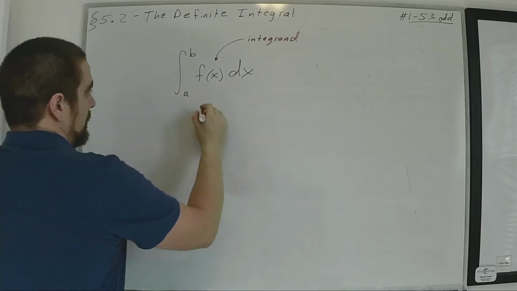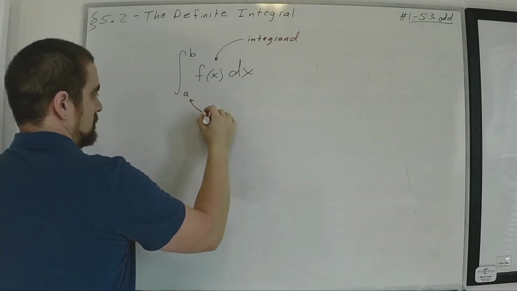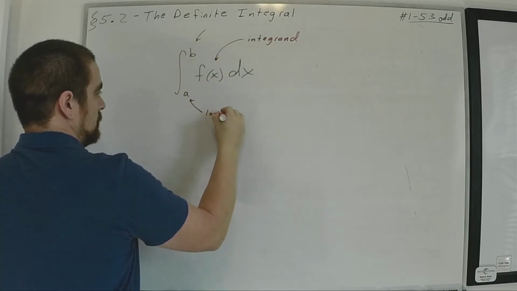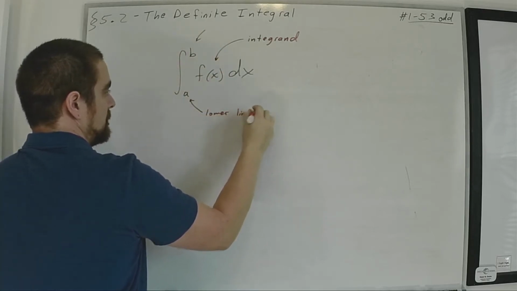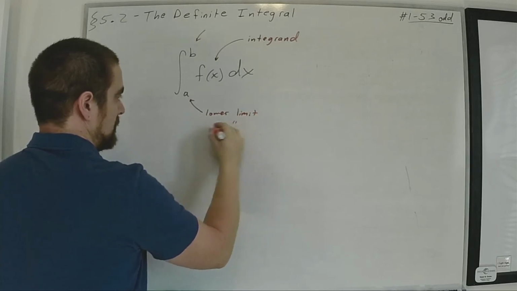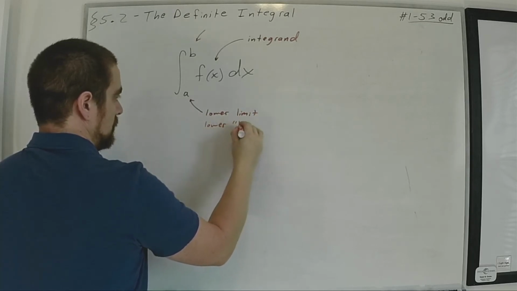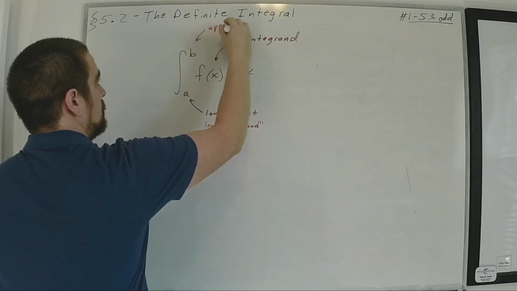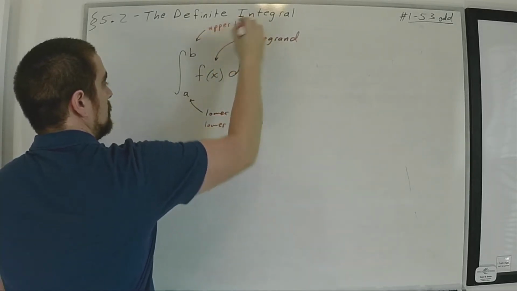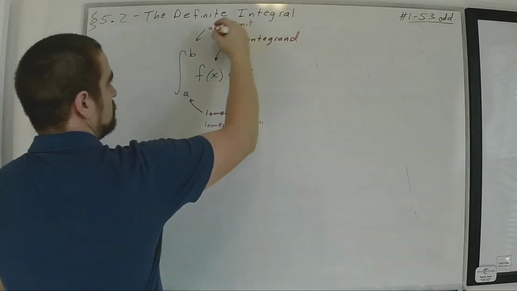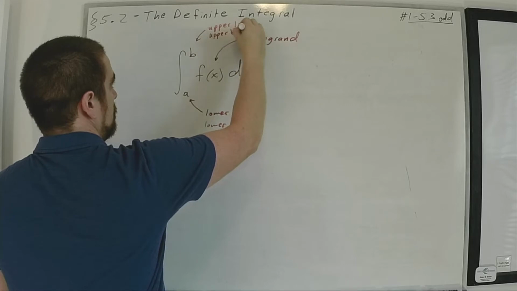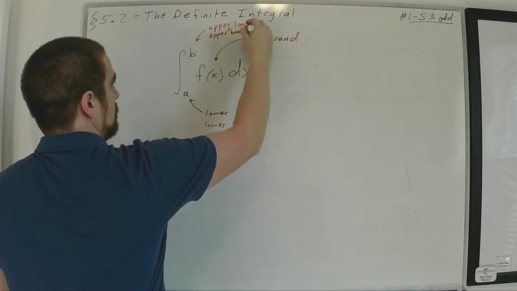You will also have these limits of integration, a and b. Specifically, you will have a lower limit of integration. Some people call this a lower bound, right? You might say that as well. A lower bound. The upper limit of integration, again, some people might say upper bound. They mean the same thing.